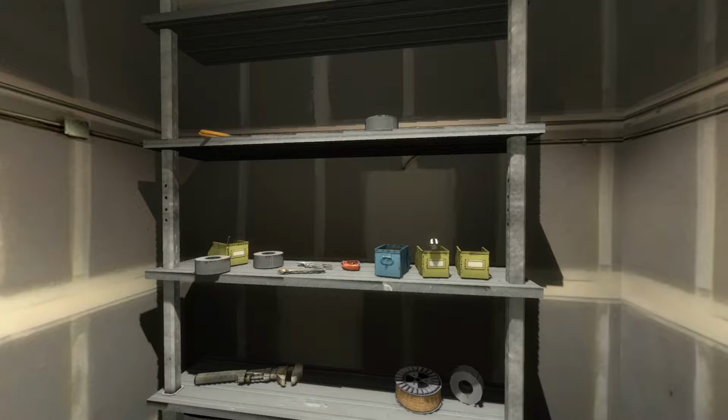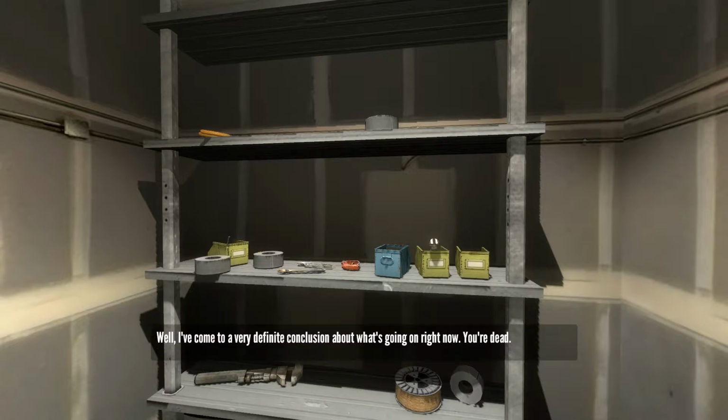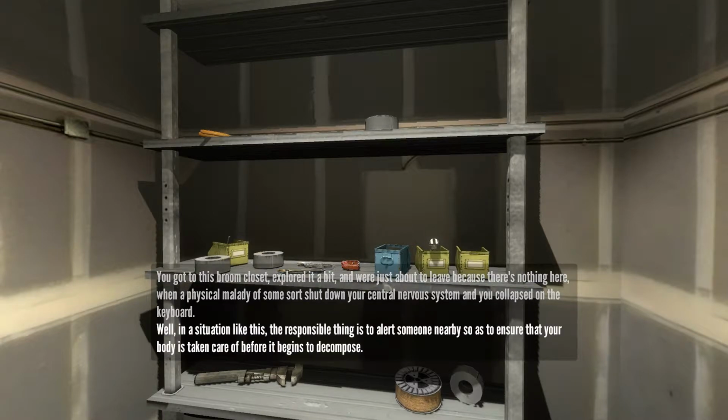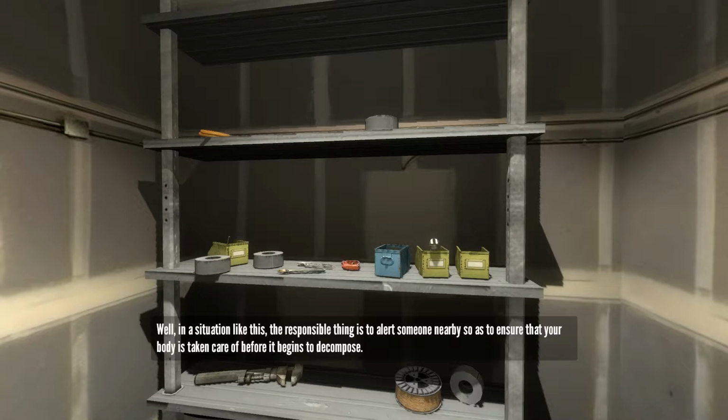My daily life. Well, I've come to a very definite conclusion about what's going on right now. You're dead. You got to this broom closet, explored it a bit, and were just about to leave because there's nothing here, when a physical malady of some sort shut down your central nervous system and you collapsed on the keyboard. In a situation like this, the responsible thing is to alert someone nearby so as to ensure that your body is taken care of before it begins to decompose.